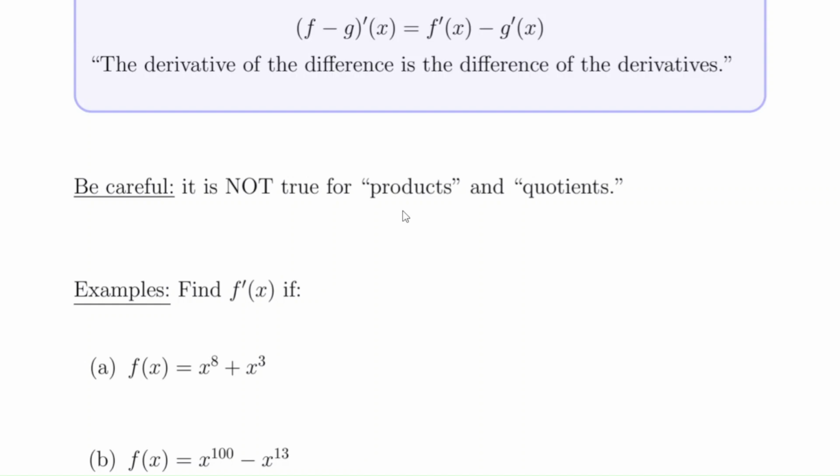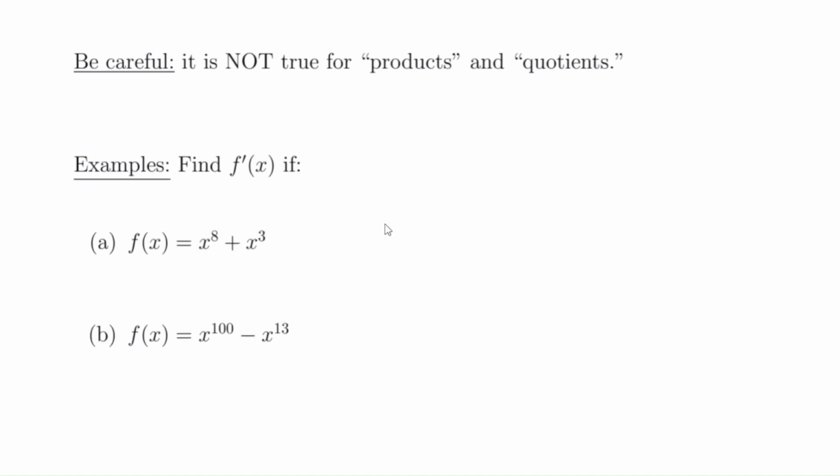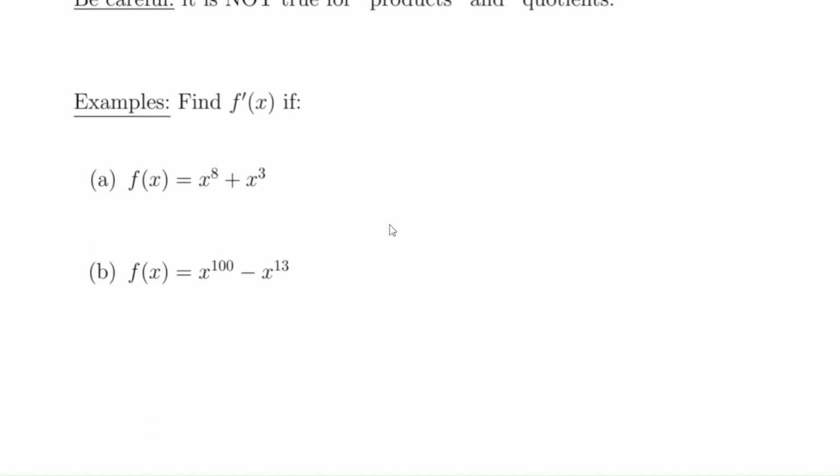To do those, we're going to have to use something called the product rule and the quotient rule, and we'll talk about those in the next module. Okay, but it does work for sums and differences. So if we wanted to find the derivative of x to the 8th plus x cubed, if this is f of x, what is f prime of x? Well, f prime of x is going to be the derivative of x to the 8th, which is 8x to the 7th. The derivative of x cubed is 3x squared. So there's our answer: 8x to the 7th plus 3x squared.